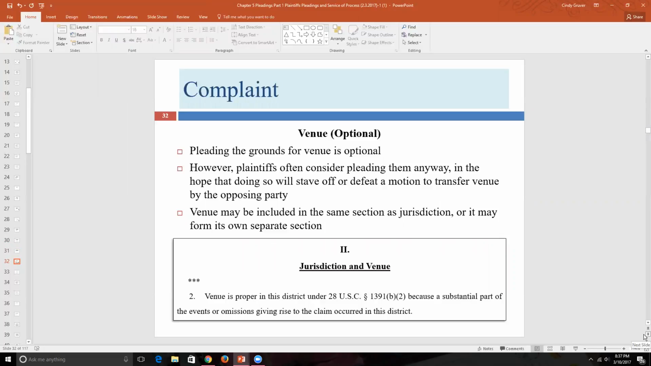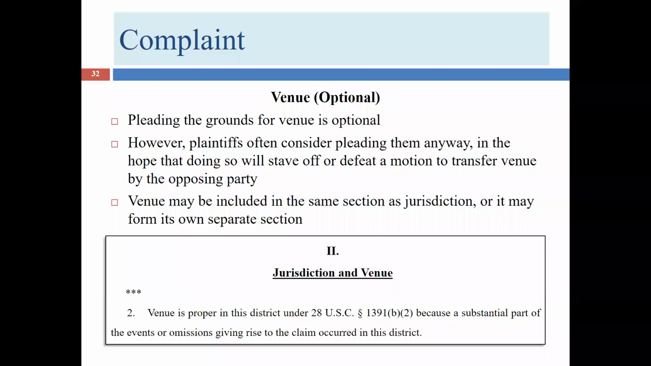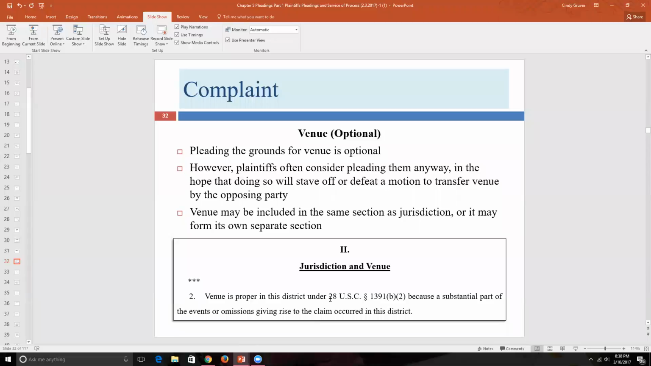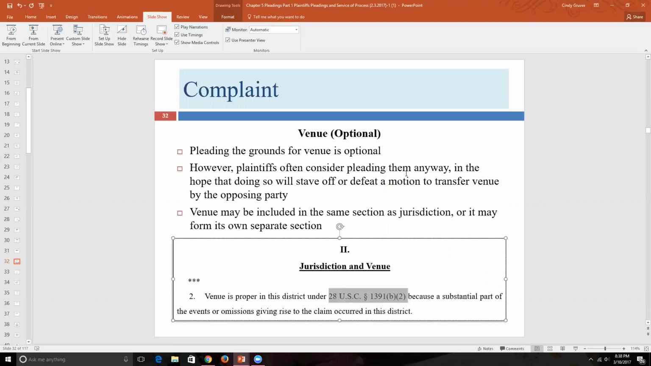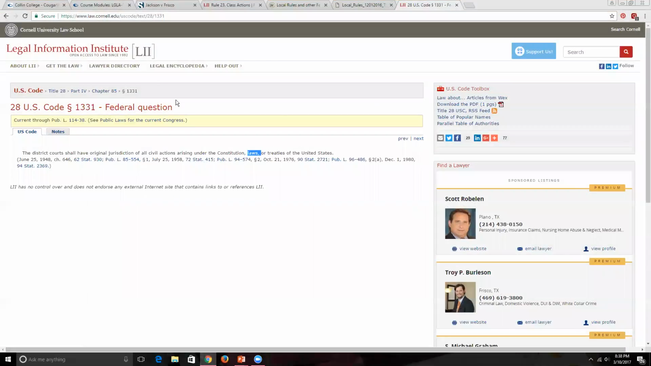It's also optional to list the grounds for venue. You don't have to do that. In this example, this particular party chose to combine venue and jurisdiction, which is common. In the Jackson matter, we'll see in a second that venue is separate. You don't have to do it, but it's very common to do so. It says venue is proper in this district under this particular statute, which we'll pull up in a second. You can see it, because a substantial part of the events or omissions giving rise to the claim occurred in this district. So let's go ahead and type that in here.